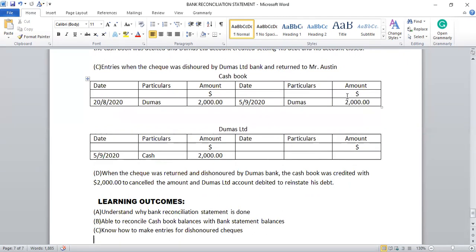So we're crediting the cash, then we're debiting Mr. Dumas' account with the $2,000 cash, reinstating his debt. So that is how we do this one.